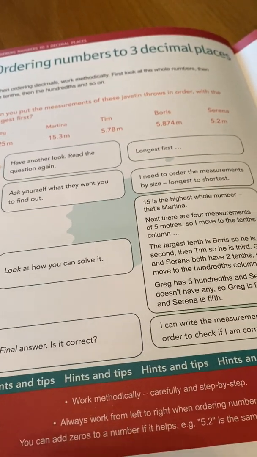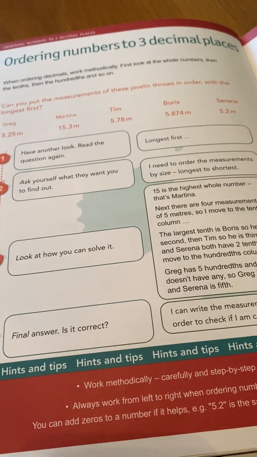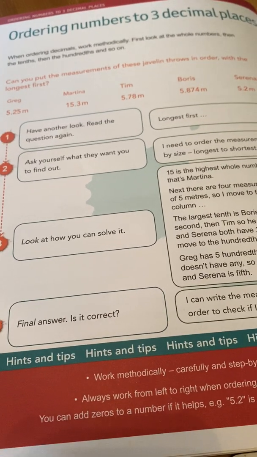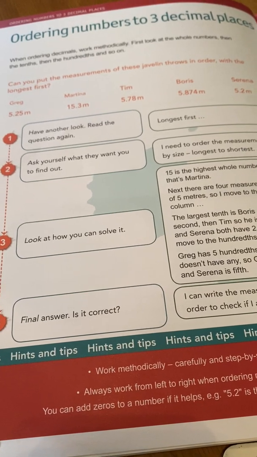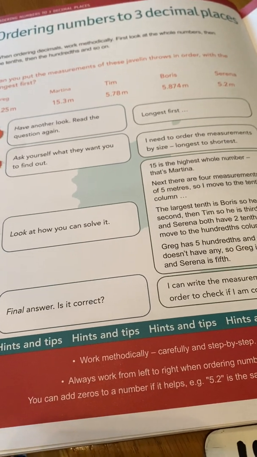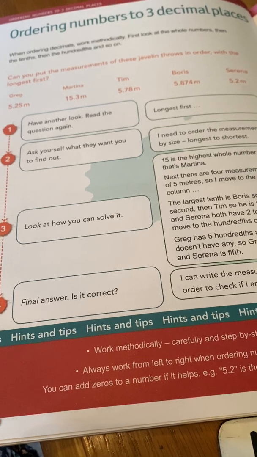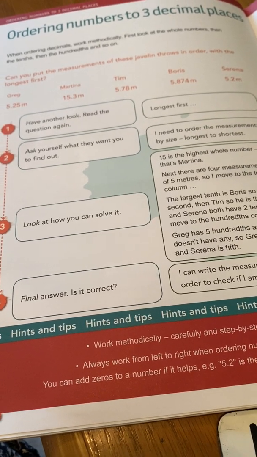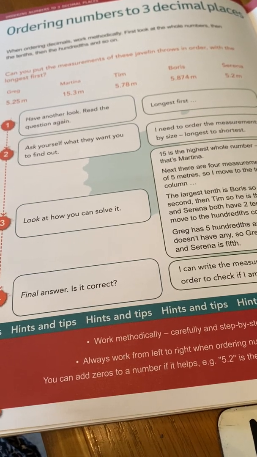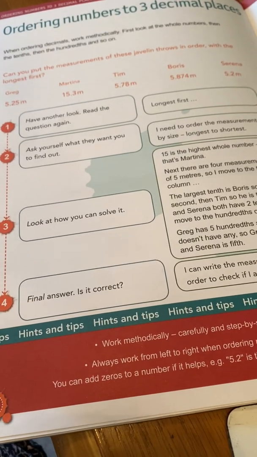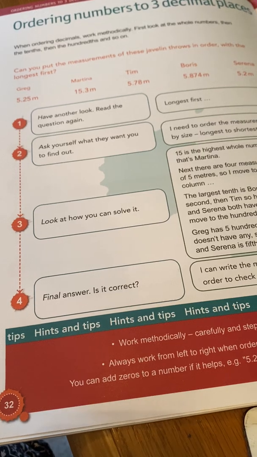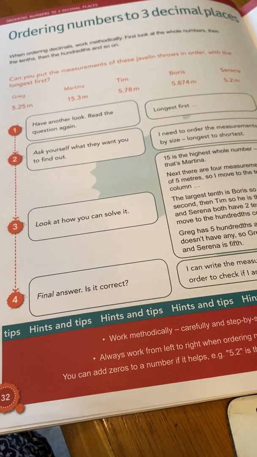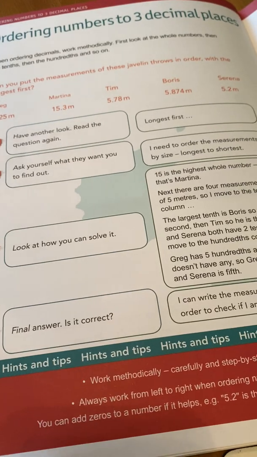Okay, our learning objective today is ordering numbers to 3 decimal places. And it says on our explanation page, when ordering decimals, work methodically. All that means is actually use a method, don't just do crazy random things. First, look at the whole numbers, then the tenths, then hundredths, and so on. So just like if we were ordering a thousand number, we would look at the thousands, then the hundreds, then the tens, and the ones. It's basically the opposite of what we do if we're doing an addition or subtraction.